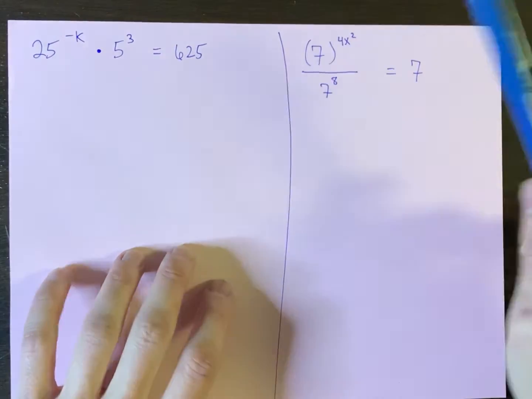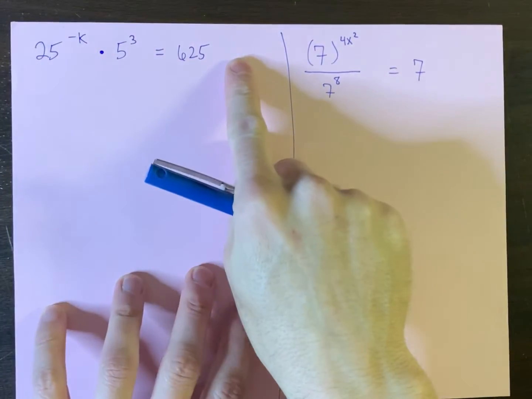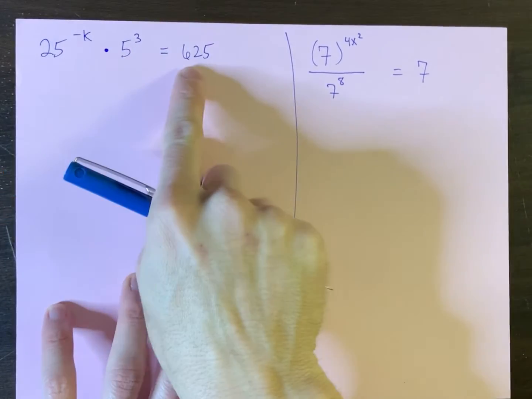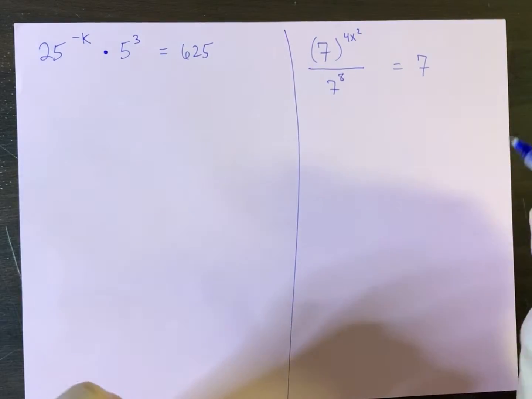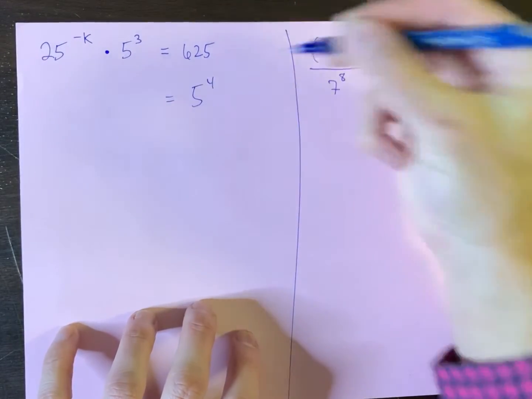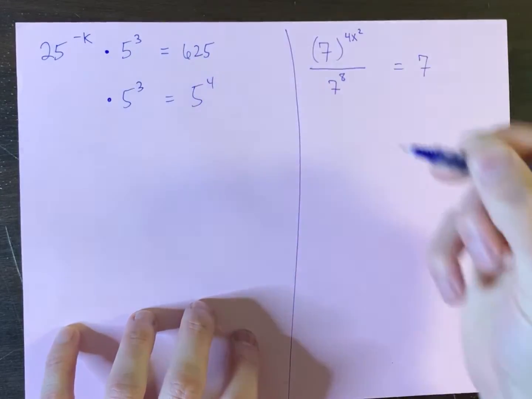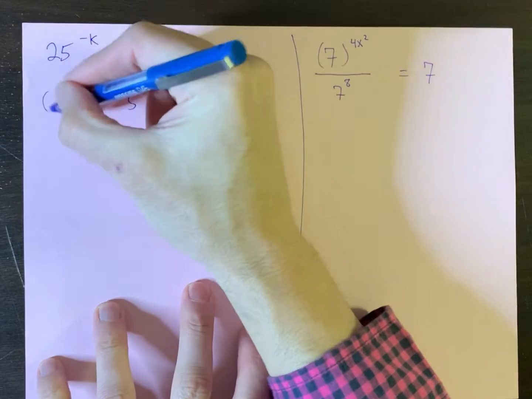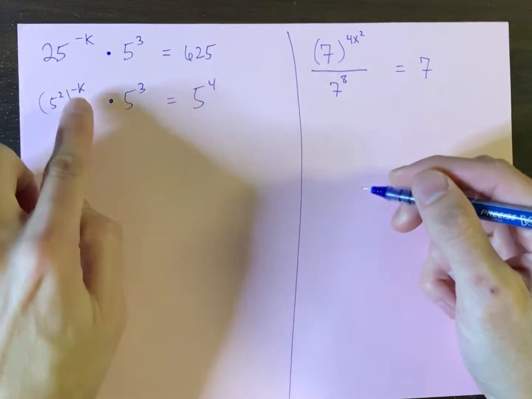So let's try to solve these equations by modifying the base. Here's what I mean. Looking at this equation here, 25, 5, and 625, they are all powers of the number 5. For instance, 625 is the same as 5 to the power of 4. Let's leave 5 cubed the same. However, 25 is the same as 5 to the power of 2, and leave that power the same.